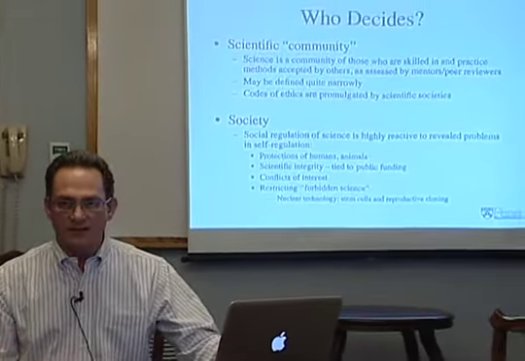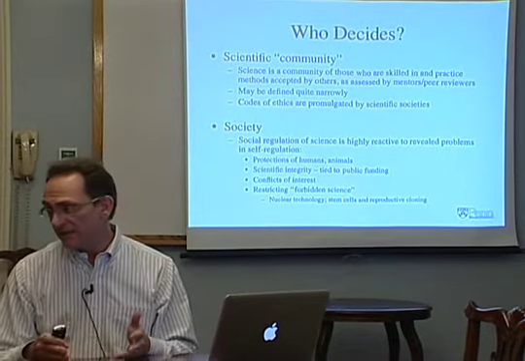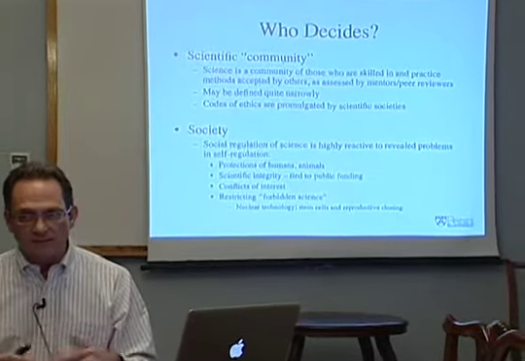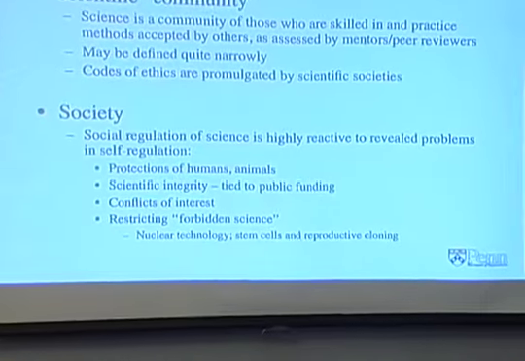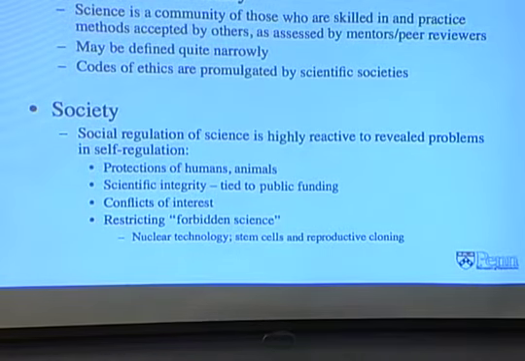Society also has a role to play here, right? And what we've seen over the last 100 years is social regulation of science. It's normally highly reactive to revealed problems in self-regulation. Science, just like medicine or law, is generally accorded a lot of discretion to create its own rules. Right? But every now and then, the scientists violate some powerful social norms. And usually laws or some kind of regulations are enacted that restrict what scientists do. So we've seen this, for instance, in protection of humans and animals.